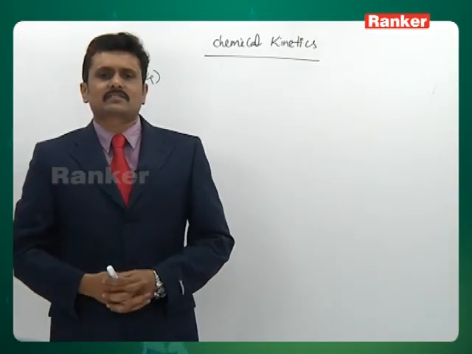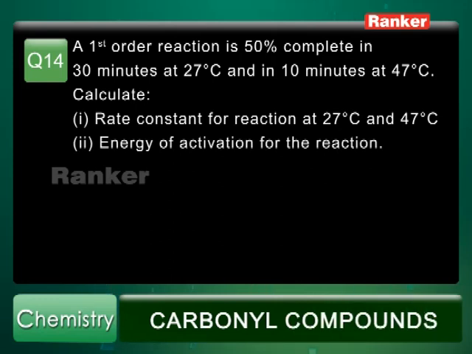A first order reaction is 50% complete in 30 minutes at 27 degrees Celsius, and the same 50% is finished in 10 minutes at 47 degrees Celsius. Then you have been asked to calculate the rate constant for the reaction at 27 degrees Celsius and 47 degrees Celsius separately, and you have also been asked to find the energy of activation for this reaction.